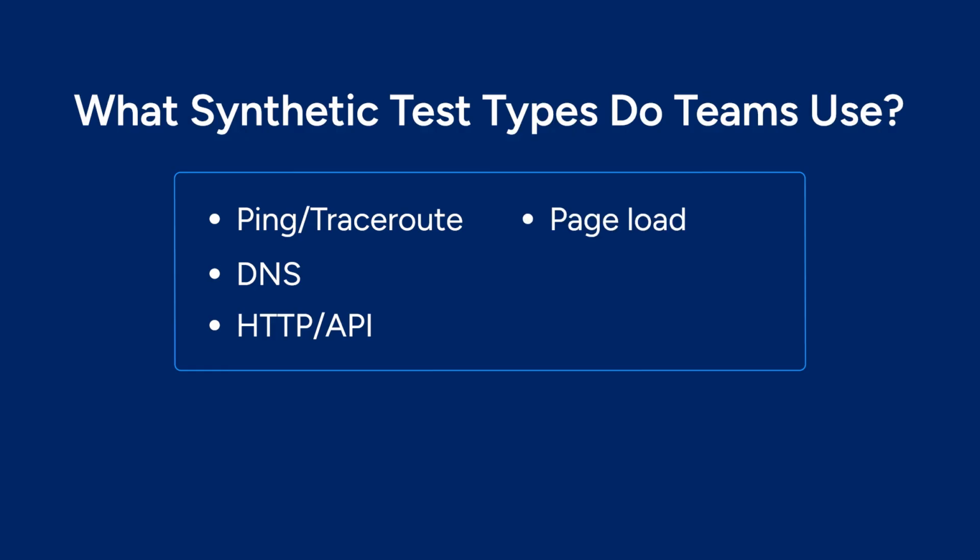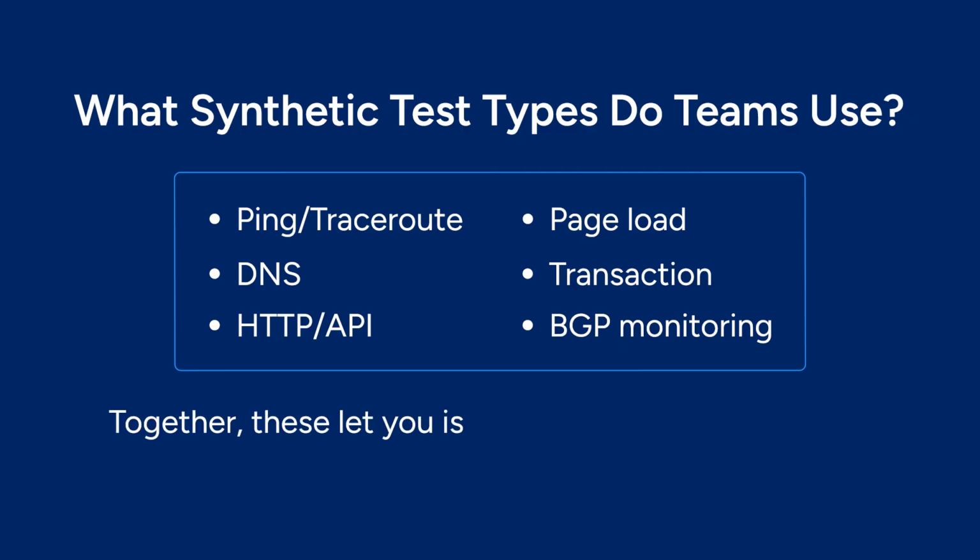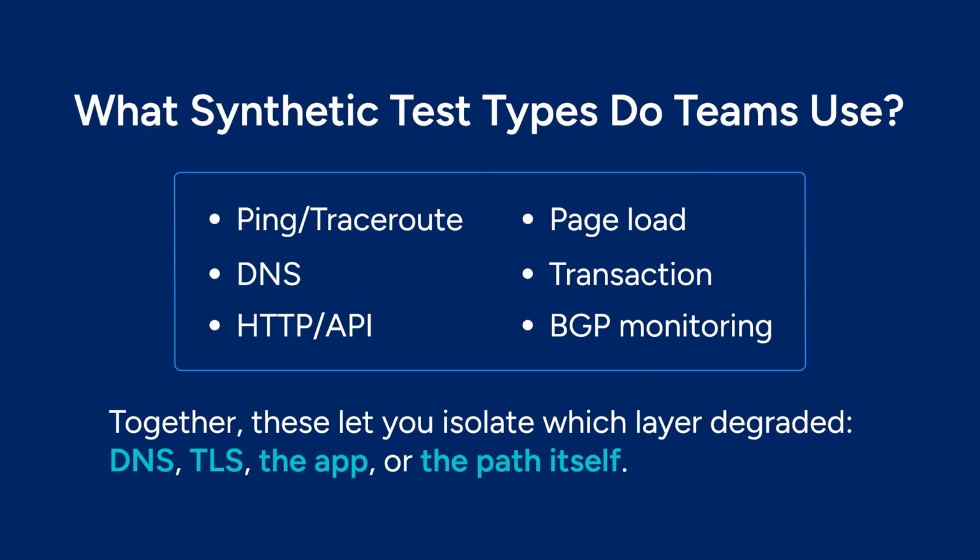Page load tests use a headless browser for end-to-end web performance. Transaction tests script multi-step user journeys like login, search, and purchase. And BGP monitoring tests track route announcements and reachability, tying the control plane to everything else. Together, these let you isolate which layer degraded: DNS, TLS, the app, or the path itself.